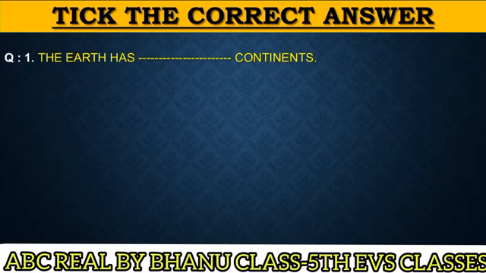Pick the correct answer has 4 questions. Let's see. Question number 1. The earth has dash continents. There are dash continents in the earth. Answer of this question is 7. There are 7 continents in the earth. Their names are Asia, Africa, Europe, South America, North America, Australia, and Antarctica.